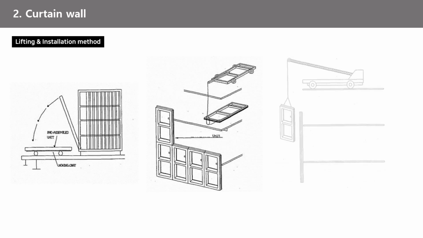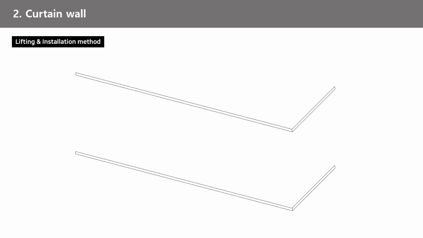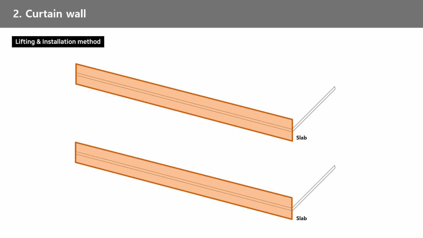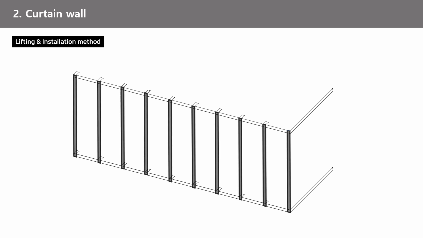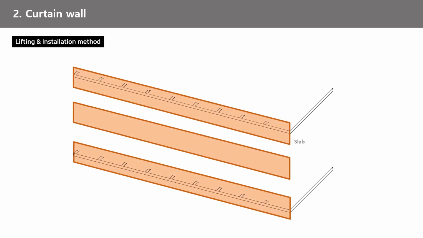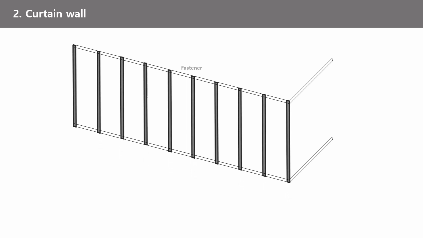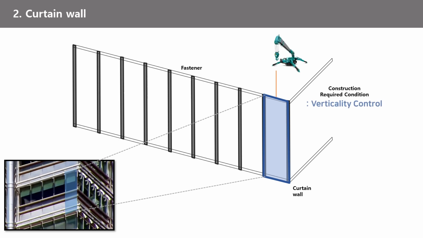Now, we'll briefly look into the lifting and installation of curtain walls. First, we prepare for installation of equipment on the lower and upper slab. Then, we install equipment at regular intervals and prepare for lifting of the curtain wall. Finally, we fasten the lifted curtain wall to the equipment by fasteners and repeat. All this construction process requires the condition of being vertically controlled.